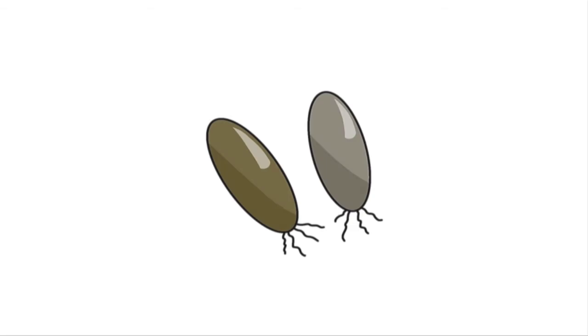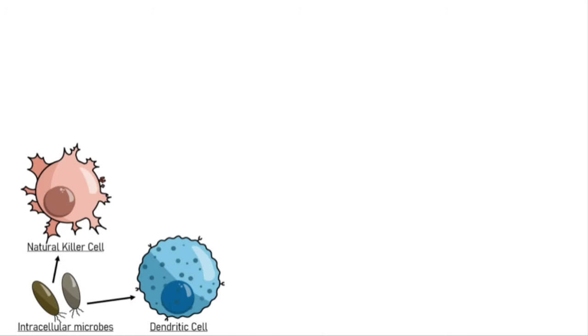For the TH1 pathway, the target is fighting off intracellular pathogens, as shown here. These intracellular microbes are detected by two types of cells: natural killer cells and dendritic cells. When these cells detect these intracellular pathogens, the natural killer cells will send out cytokines, known as interferon gamma, and the dendritic cells will send out cytokines, known as IL-12.